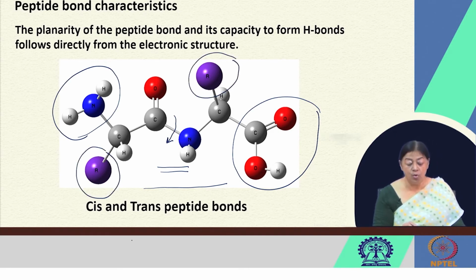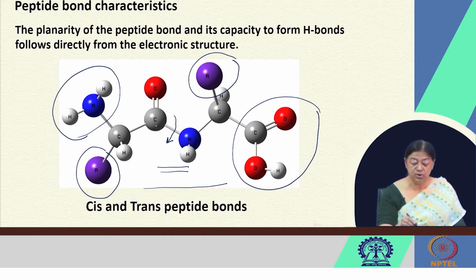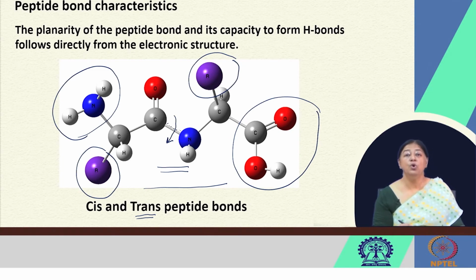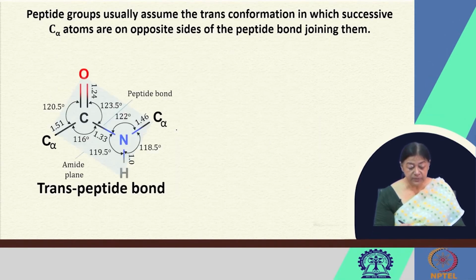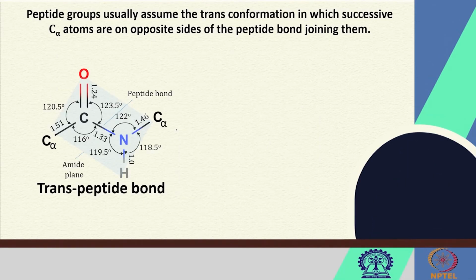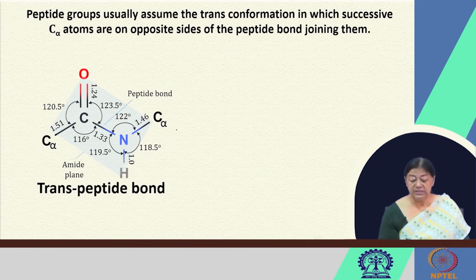Now, if we look at the orientation with respect to the peptide bond, we see that they are trans to each other, meaning they are on opposite sides of this partially double bonded peptide bond. Now, how does that help us, or what more can we understand from this? So, when we have a trans peptide bond, we usually see that peptide bonds assume this trans conformation in which successive alpha carbon atoms are on opposite sides of the peptide bond.